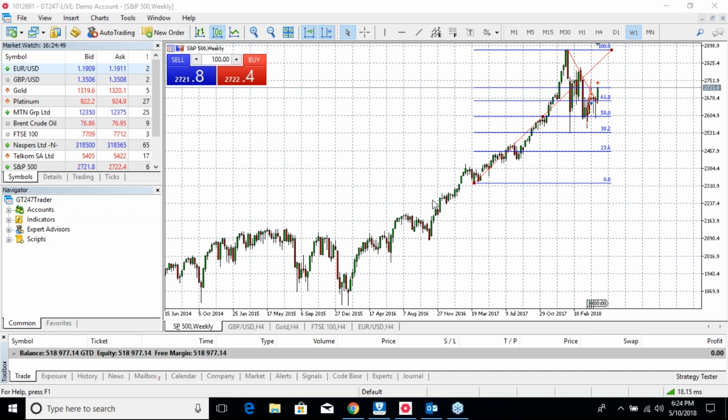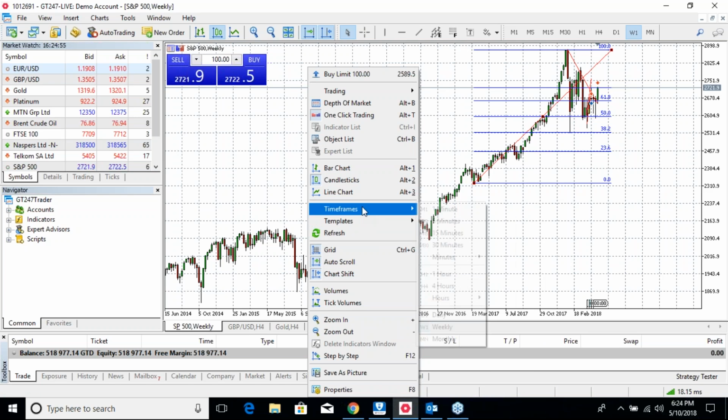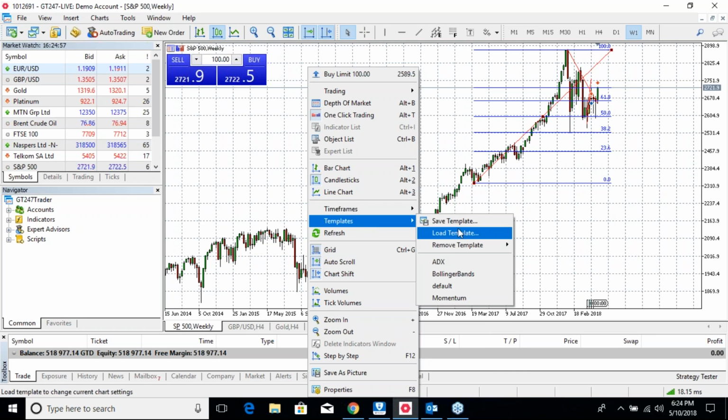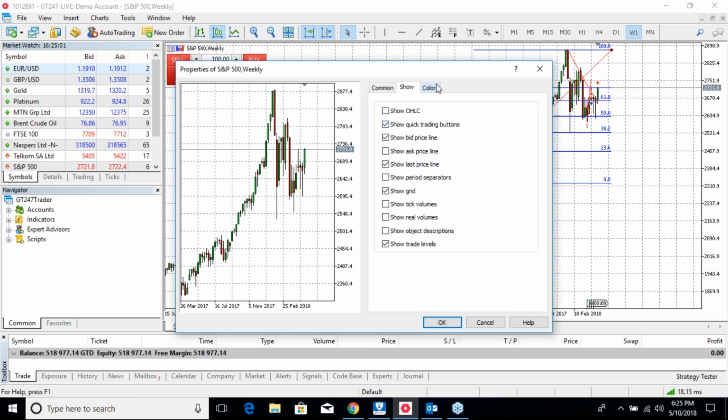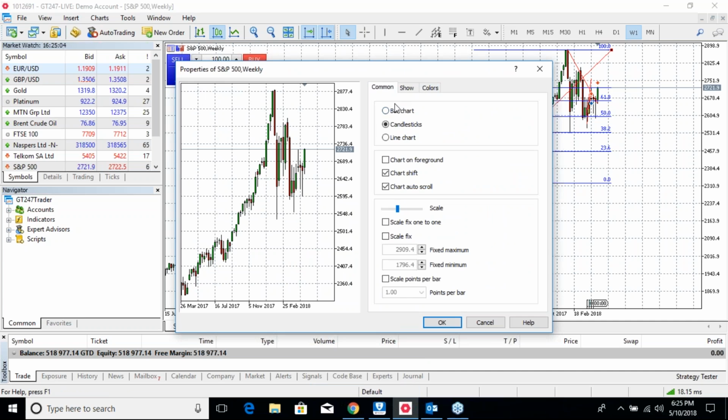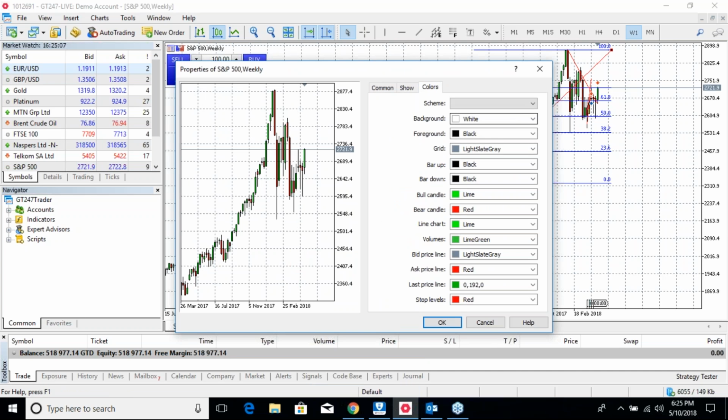Okay. And to answer Johan's earlier question, Johan, just right-click anywhere on the chart, and then go to Templates. No, you don't. You go to Properties. In Properties, what you're going to do is go to Common, click Candlesticks, and then go to Colors, and then play with the colors. Bar up and bar down, keep those black. Blue candle make it lime, bear candle make it red. And that's how you set everything up.